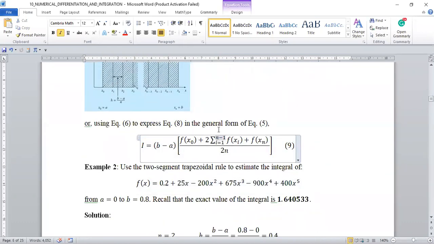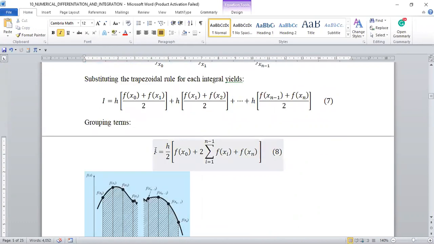So this equation and this equation are the same thing. What this equation is saying is that if you want to use the trapezoidal rule for multiple segments, you just use this equation. You want to integrate a function using the trapezoidal rule with multiple segments. You evaluate the value of the function at the lower limit, which is x naught. You evaluate the function at the upper limit, which is xn.